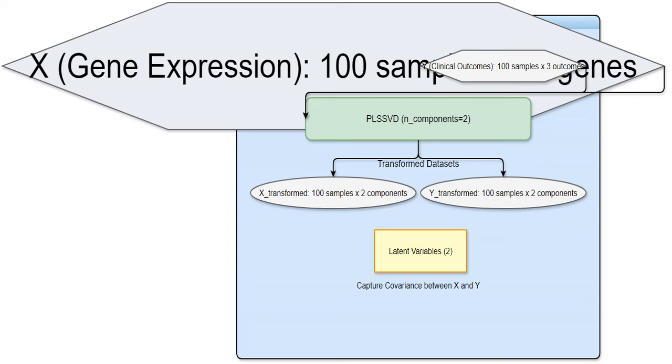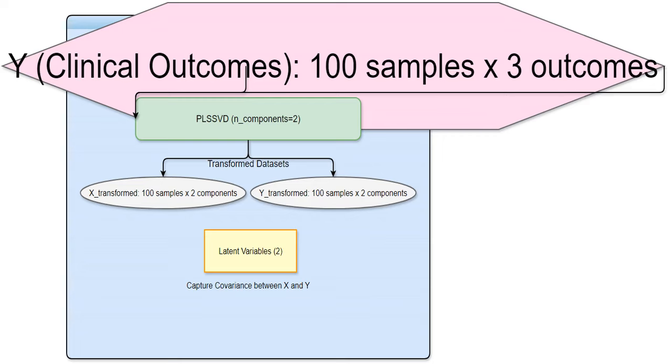This dataset, X, is a matrix with 100 rows, 1 for each patient sample, and 50 columns, 1 for each gene. Each cell shows the expression level of a particular gene in a particular sample. It's like a spreadsheet. I have 100 patients and 50 genes that I've measured. Similarly, Y is a matrix with 100 rows, same patients, and 3 columns, 1 for each clinical outcome, for example, survival time, tumor size, etc. Each cell shows the clinical outcome for a particular patient. I'm looking at 3 clinical parameters per patient in this dataset, which is another spreadsheet.